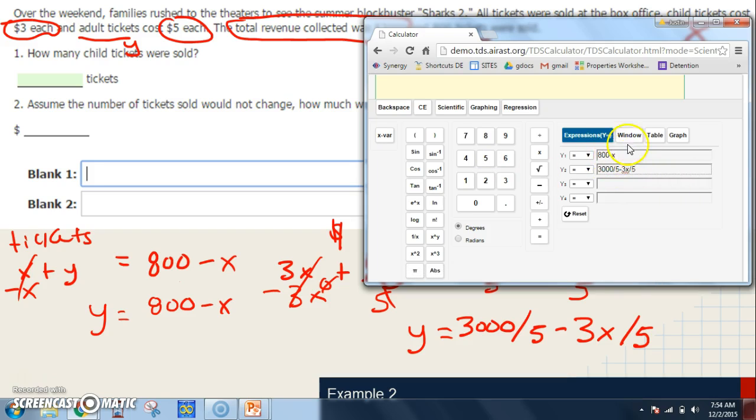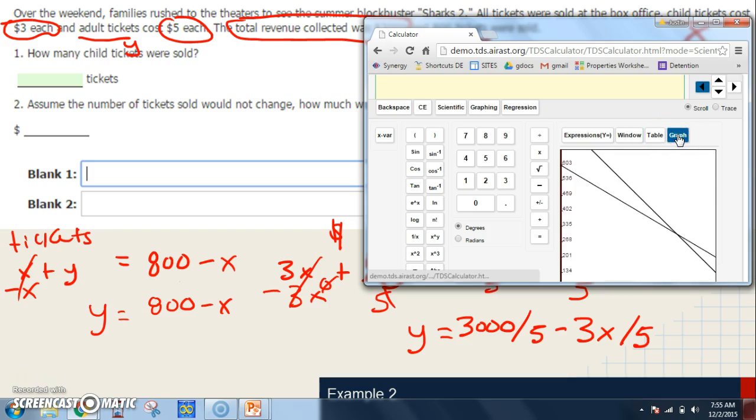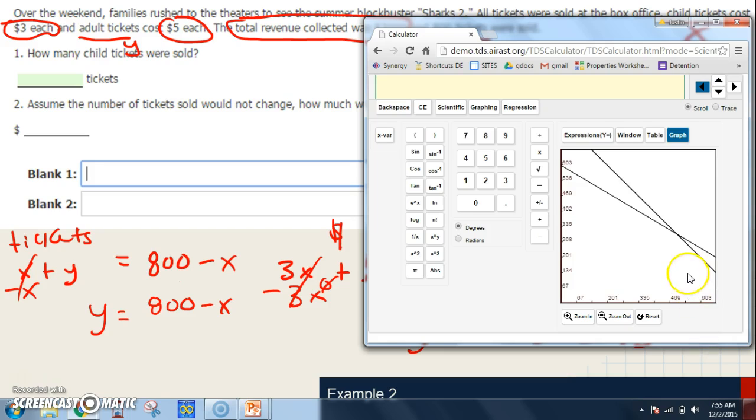Our total tickets are 800, so let's go ahead and adjust our window right now and say maximum tickets we could have are 800, minimum is 0, and again for the y-axis, maximum number of tickets we could have is 800, and the minimum is going to be 0 still. So now we've got that, let's go ahead and jump into our graph. Boom, we've got a nice intersection point. It looks like it's around 496. Let's see if we can zoom in a little bit, see if we can do better. Okay, a little less than 504.